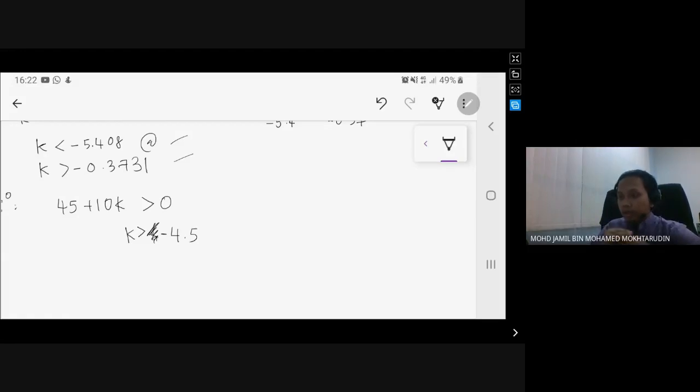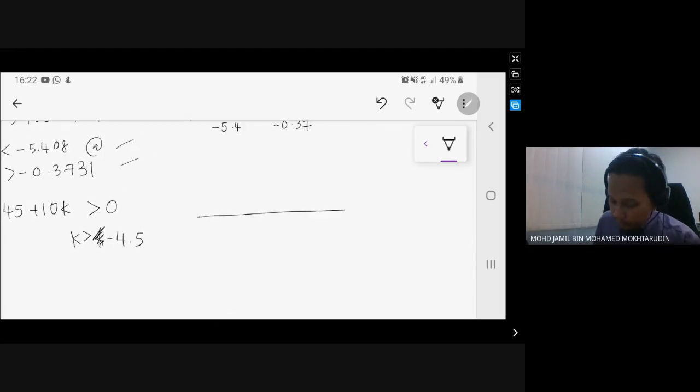So how to combine this? You need to draw them into number lines, okay? And see which of the ranges all of these ranges intersect, or where all the number lines intersect. Okay, so first you draw the lines. We start with negative 5.6, followed by negative 5.4, and then negative 4.5, and lastly negative 0.37.